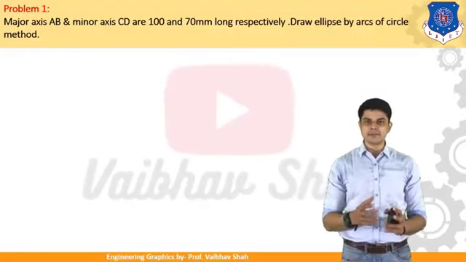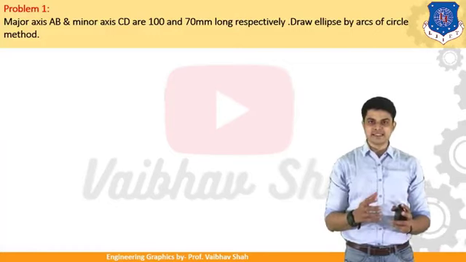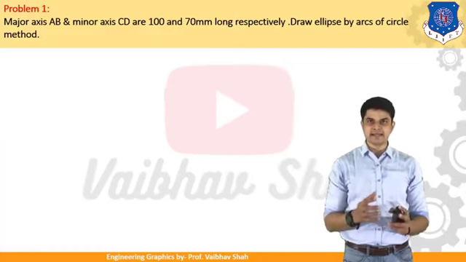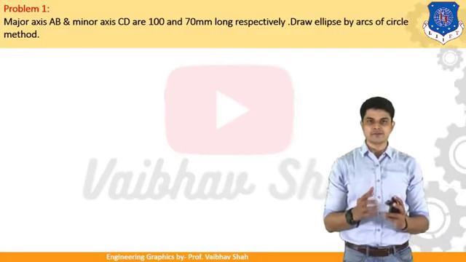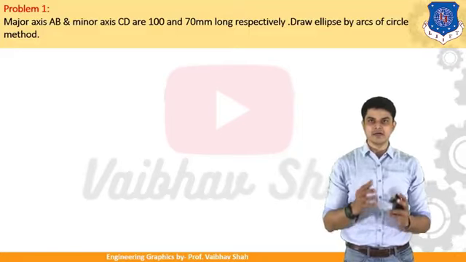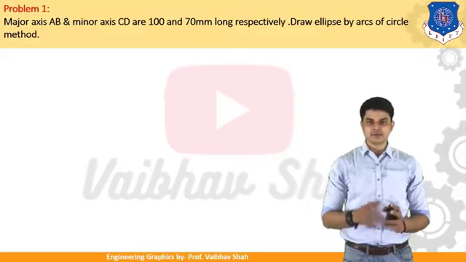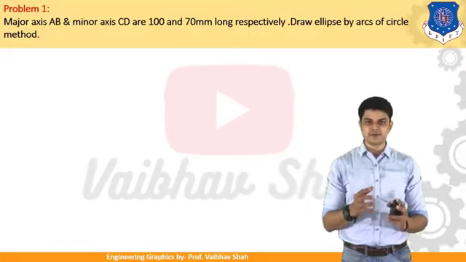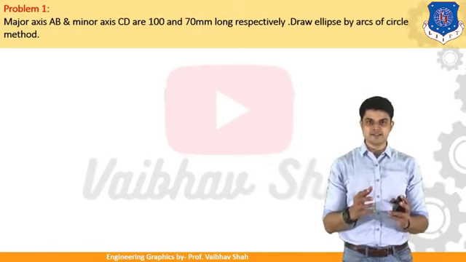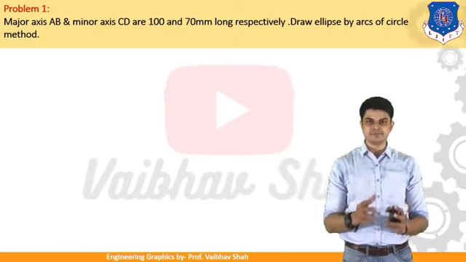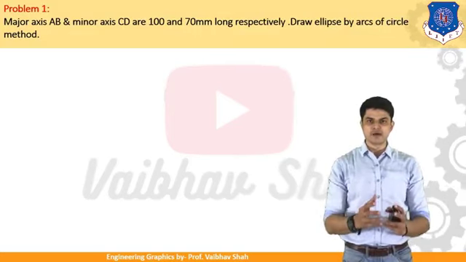So first, problem number 1. Major axis of ellipse AB and minor axis CD are 100 and 70 mm long respectively. Draw an ellipse by arc of a circle method. So here, as the name suggests, we will be drawing this ellipse by circular arcs. That means we will be drawing this ellipse by usage of rounder.